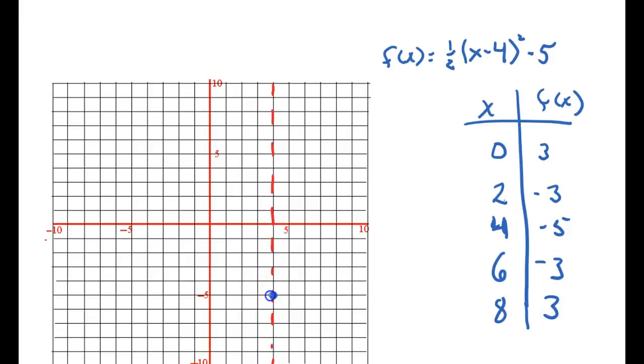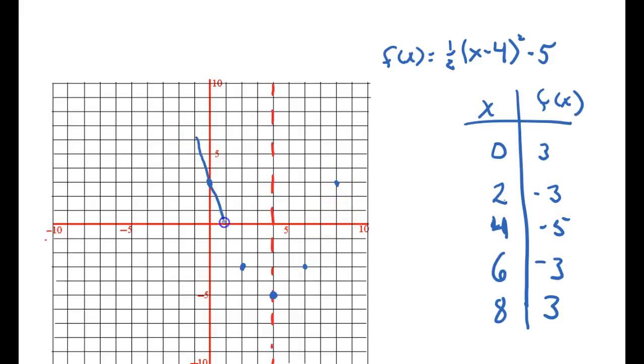Now let's just plot them. Okay, so I've got 0, 3, 2, negative 3, and go straight across to 6, right there. Hang on a minute. I've got to erase that point because I messed up, didn't I? Here is 6, negative 3, and 8, 3.